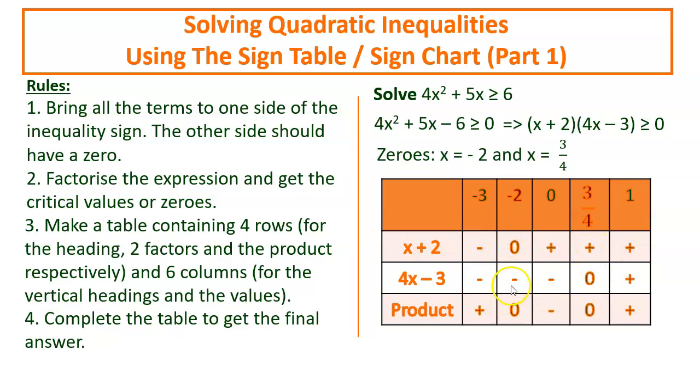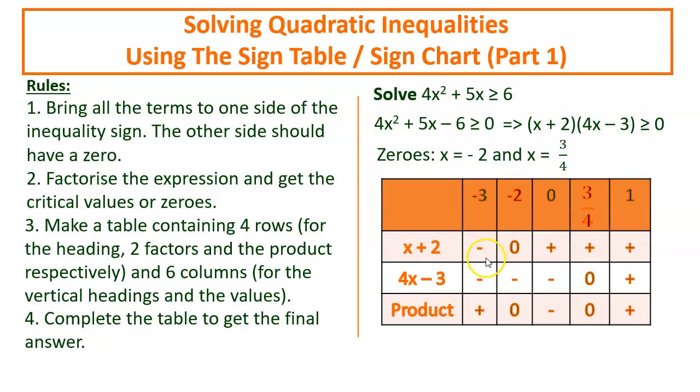Now coming to the values. We will be substituting minus 3 for x in this whole column. For the x plus 2 expression, when we substitute, minus 3 plus 2 is minus 1. It is sufficient to write the sign. The value is not important. So I have written just the sign.